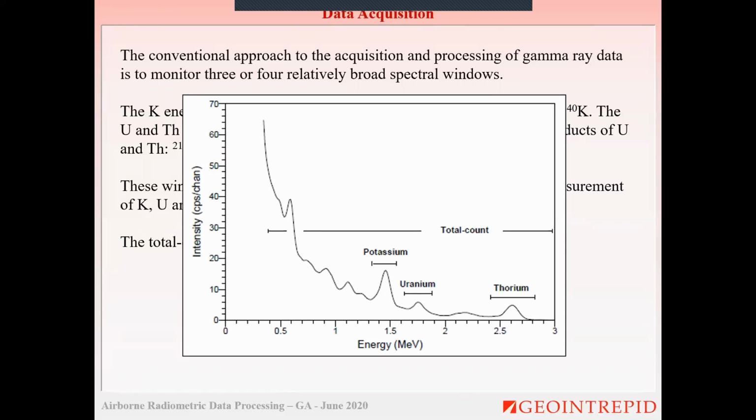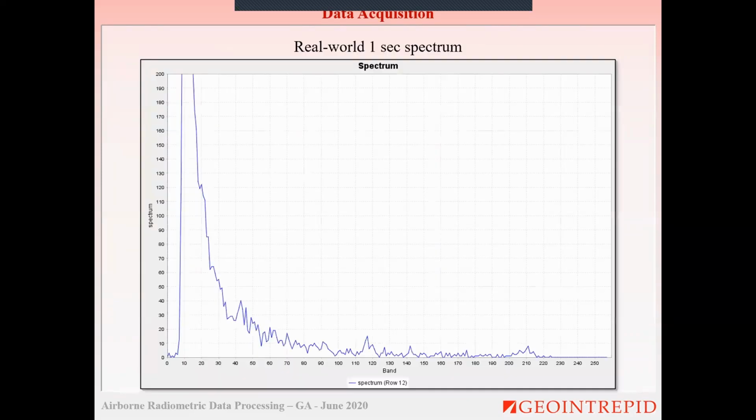Standard spectral resolution is 256 channels, but modern spectrometers divide the energy range 0 to 3 MeV into 512 or 1024 channels. So this looks like a nice spectrum, but a real-world 1 second spectrum, as Intrepid would display it, looks like that. That is a random spectrum from the Cook-Rad test data, and you see that you don't see much.